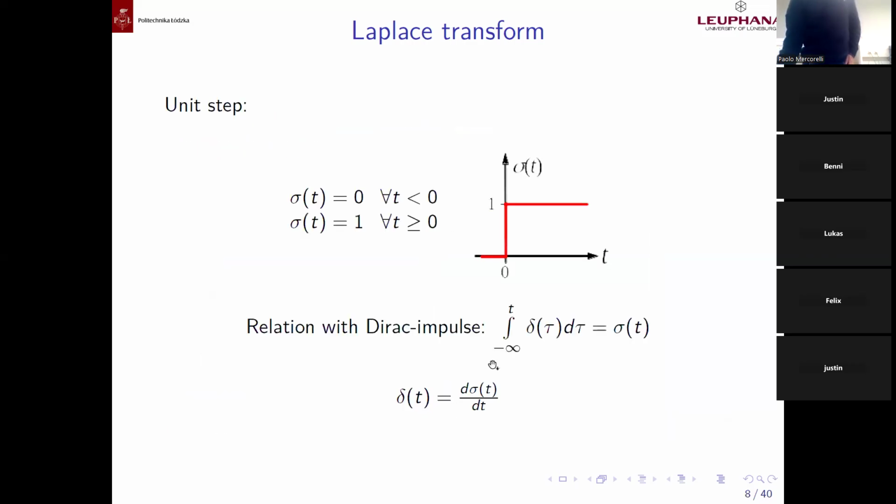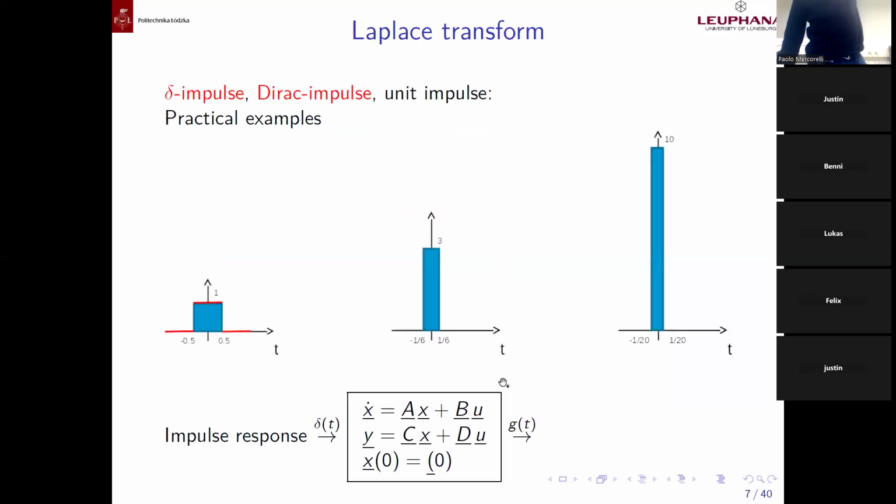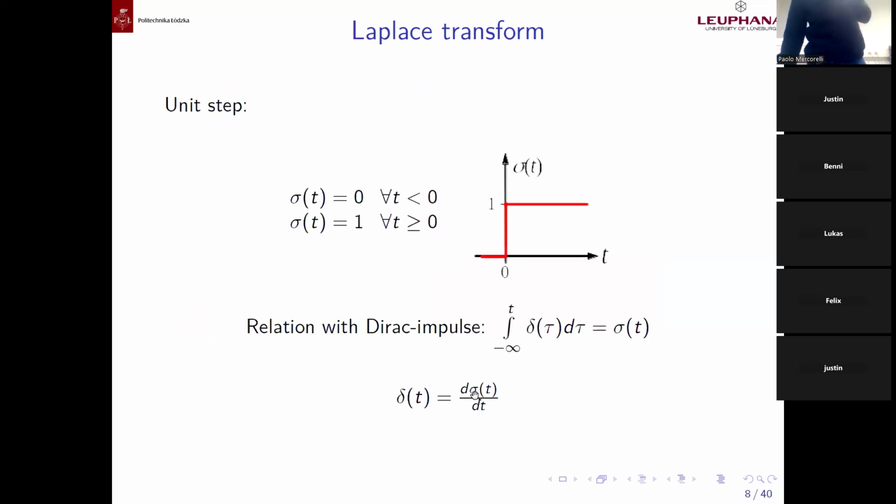Therefore, we can understand that ideally, if I have something which changes over time in an infinitely small interval, we can say that the ideal delta equals the derivative of the ideal unit step. Again, the ideal impulse, this here, can be seen as a derivative of the ideal step.